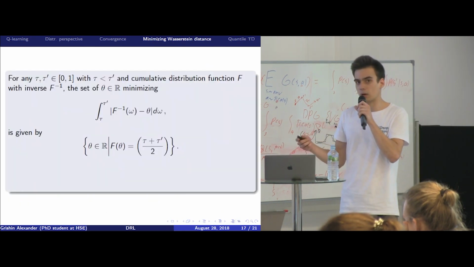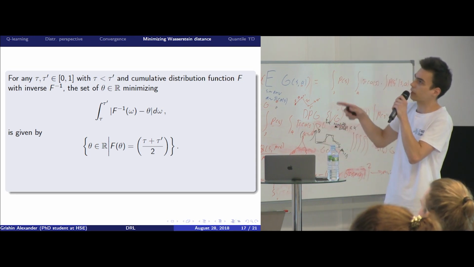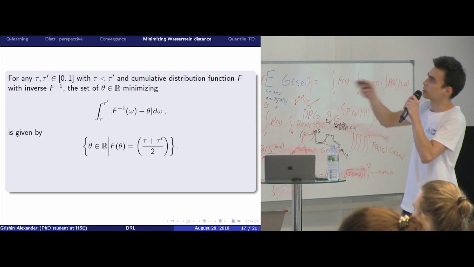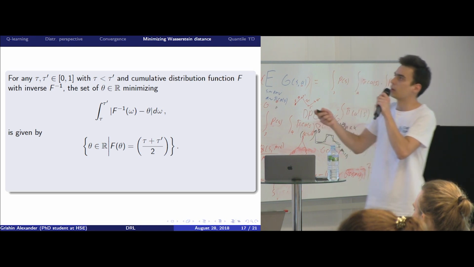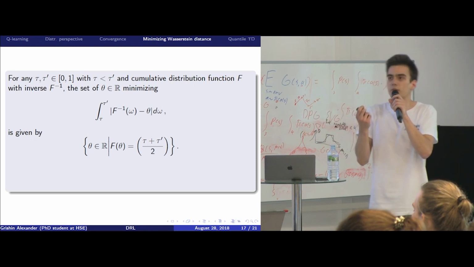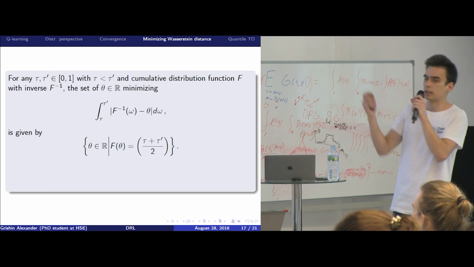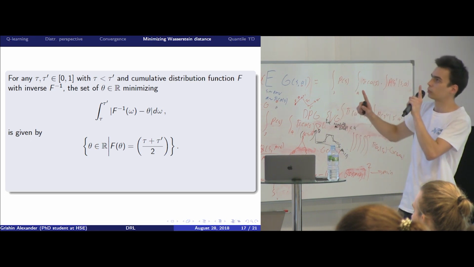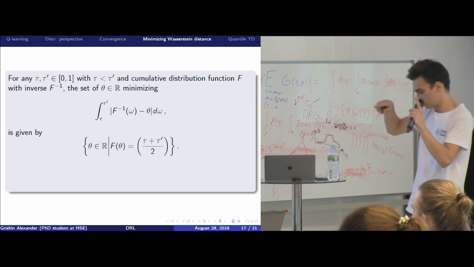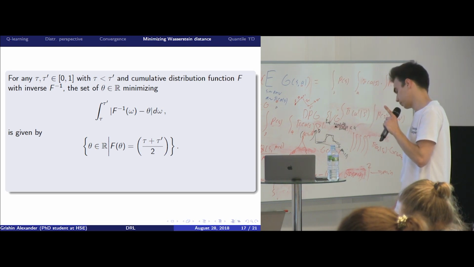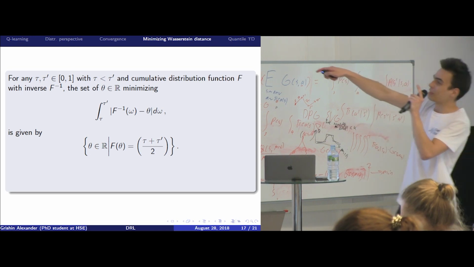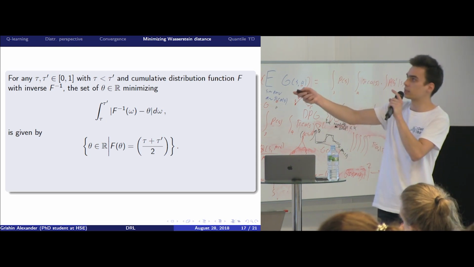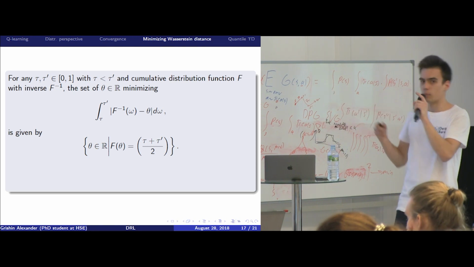This procedure comes from this fact. If we have some distribution, some CDF F, and we have some parameterization theta, and we integrate from one tau to another, then the minimization of the 1-Wasserstein distance is given by the half sum of the quantiles.